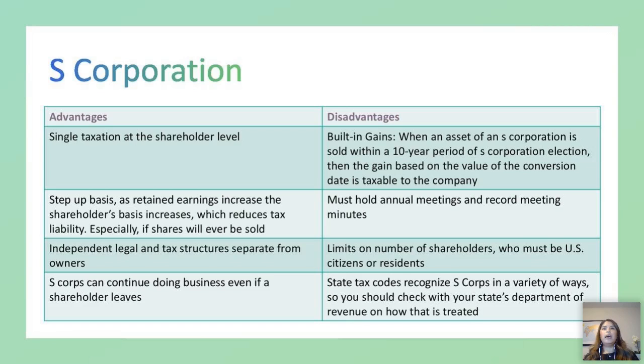Also, another advantage is that you pay less self-employment taxes. Not all of your earnings are subject to self-employment taxes versus the sole proprietorship. Another disadvantage is built-in gains. So if you do sell an asset of an S corporation and it's sold within the 10-year period of the S corp election, you will be subject to built-in gain tax. So you want to be aware of that.